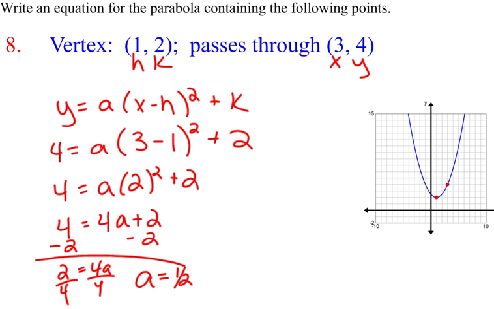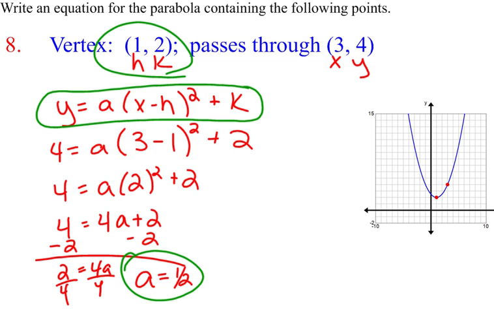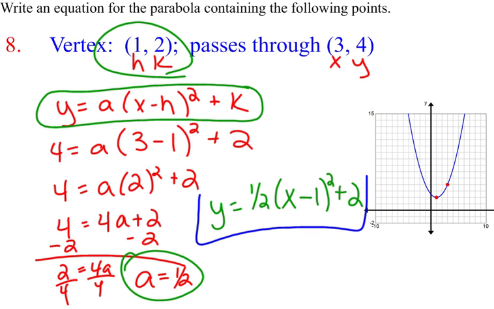So I know my a, and I know my h and k. I can go ahead and write it into this form using those variables. So I'd have y equals a, which is 1/2, times (x minus 1) quantity squared, plus 2. And that's my final answer.